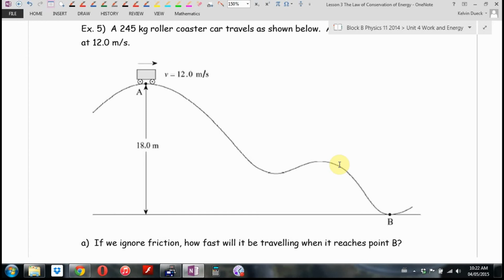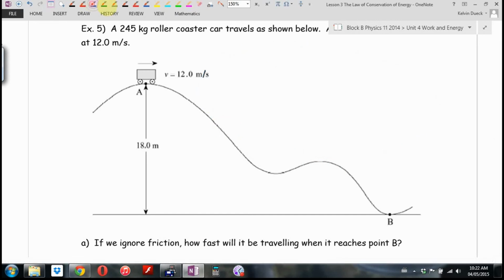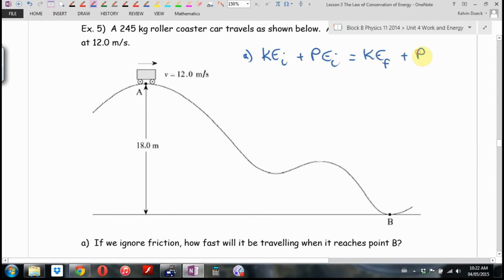So I can keep everything on one screen, I'm going to start doing my work in here instead of down there. So I'm going to go: KE initial, PE initial, KE final, PE final, plus heat. Oh, no, part A says if we ignore friction. Are any of these 0? At the top, am I stopped? Nope. At the bottom, am I stopped? Nope. In fact, what they want me to find is the speed at the bottom.